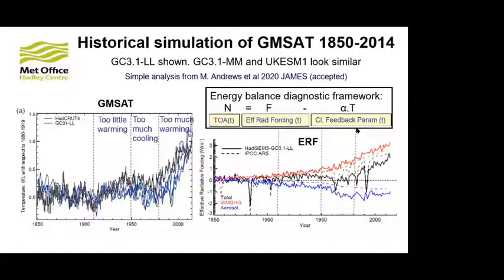If you look at the left-hand side, this shows the global mean surface temperature in the historical runs. Blue is the GC3.1 low resolution model, and black is the corresponding observations. The analysis is based on the GC3.1 LL model, but we think basically the same thing is going on in both the higher resolution GC model and in UKESM.